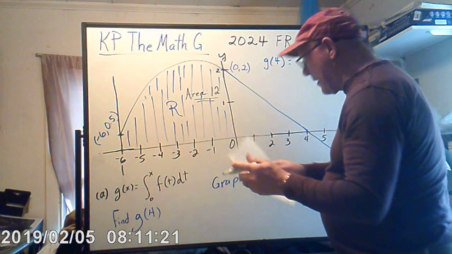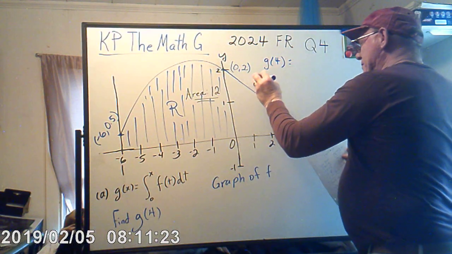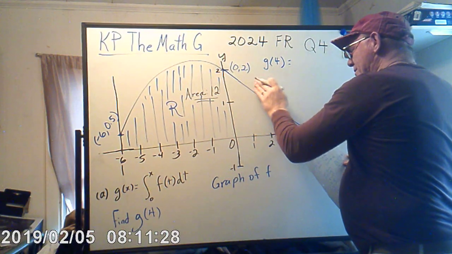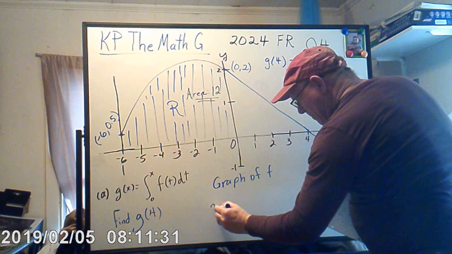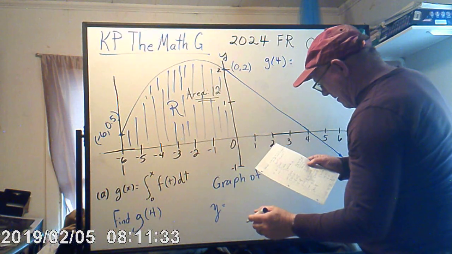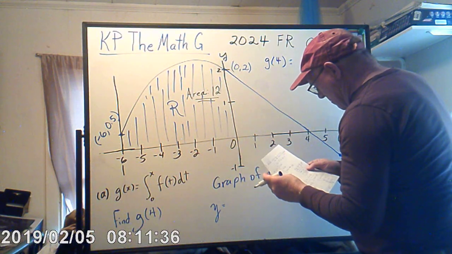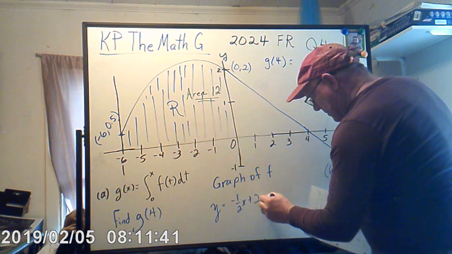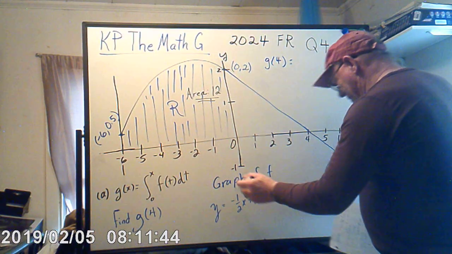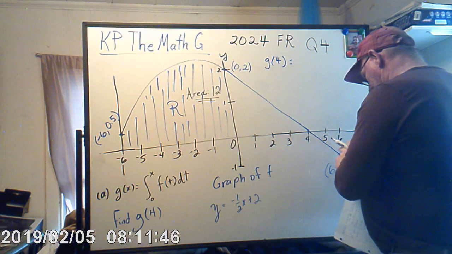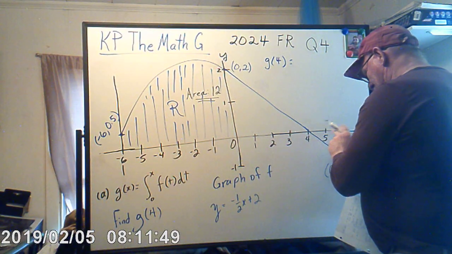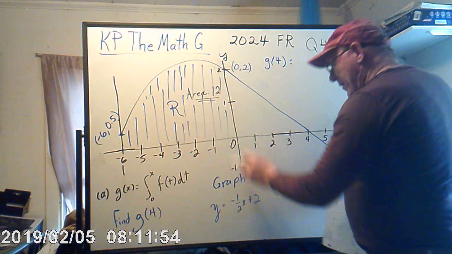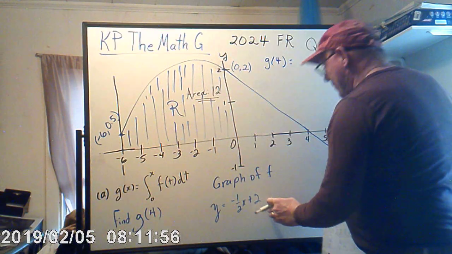The equation of this line is actually, let's put it down here, y is equal to negative 1/2 x plus 2. We know that the slope is negative 1/2, up 1 and left 2, so rise over run, and then the y-intercept is 2. So that's it.